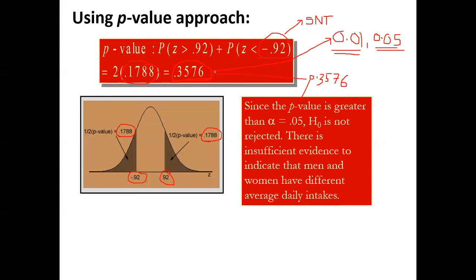Okay, so since the p-value is greater than alpha 0.05, the null hypothesis, H0, is not rejected. Okay, so 0.35 is around here. This is around here, 0.3576. If we refer to the critical value, and if we refer to the p-value, it is greater than 0.01 and 0.05. So H0 is not rejected.